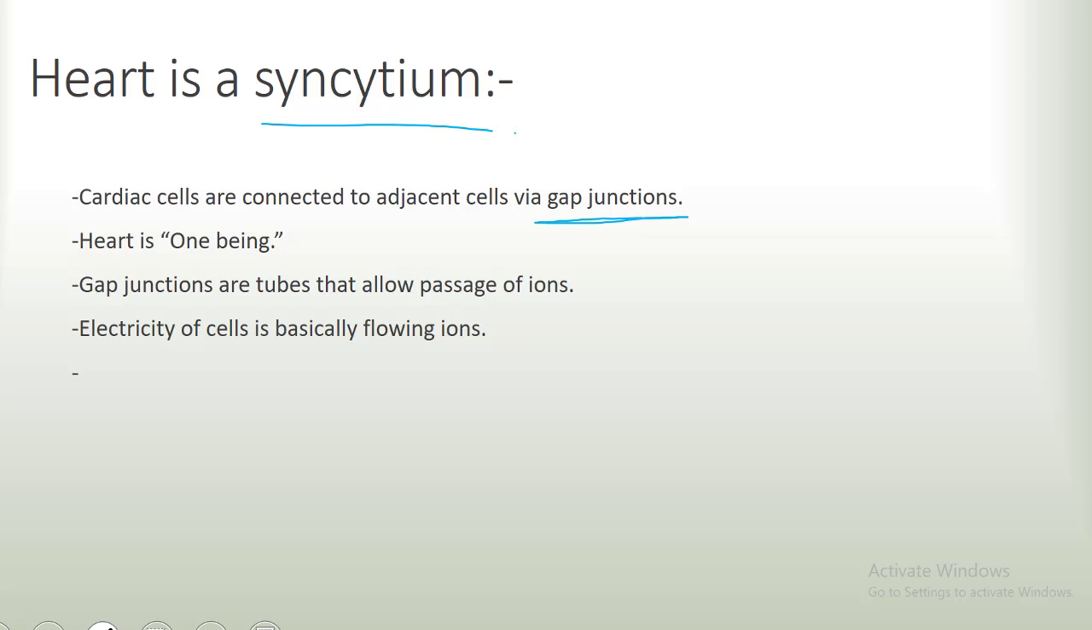And as you know, electrical activity and action potentials in excitable cells are basically just ions floating. The positive ions or negative ions floating in and out of the cell cause this action potential. And when those gap junctions allow the ions to flow from one cell to another, they spread this action potential to the adjacent cells.